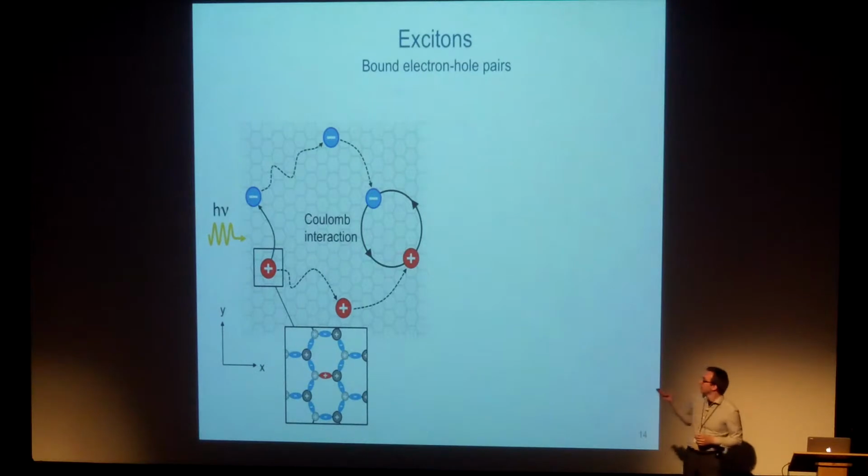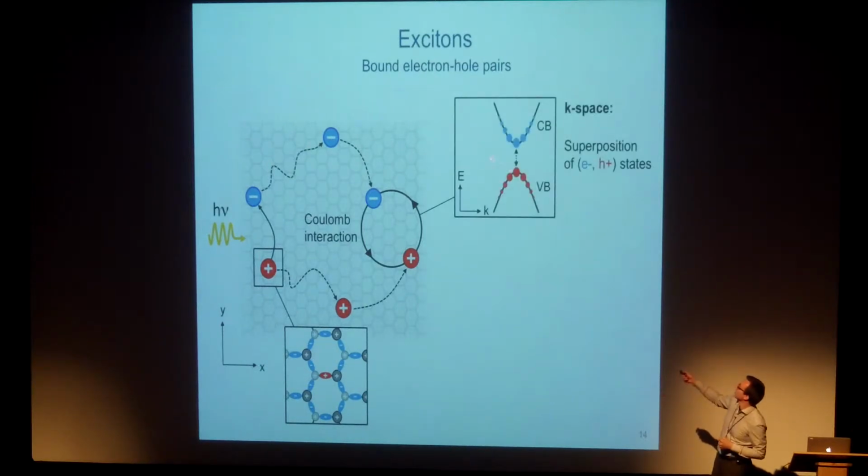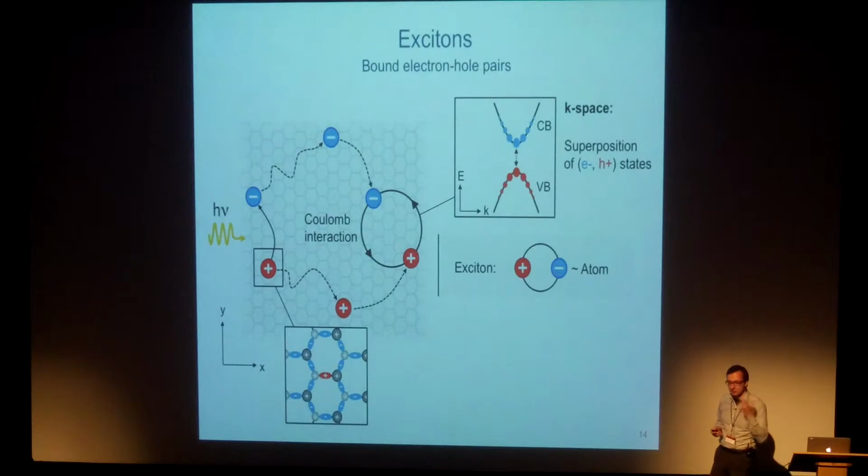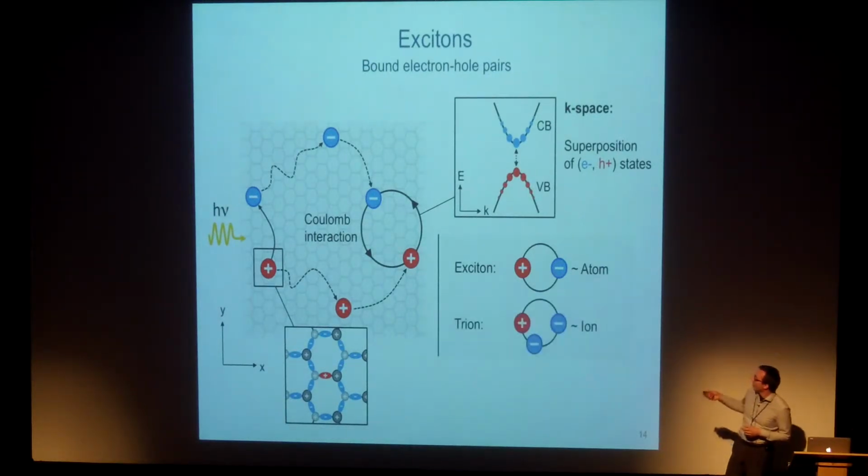In the momentum space, the wave function of the exciton will look something like that. So it will be a superposition of a variety of electron and hole states close to the respective band extrema, and here basically the size of the circle roughly indicates the amount of the contribution. In terms of, let's say, atomic physics, we can imagine an exciton to be akin to an atom, basically a hydrogen atom, very similar to the donor states from the previous talk.